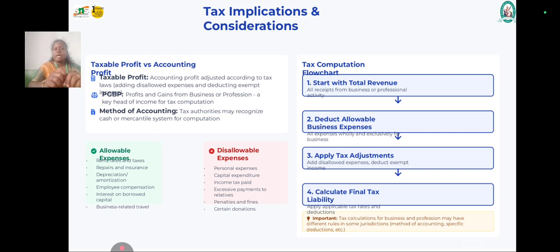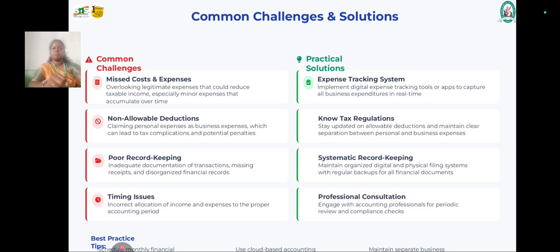Next is the tax computation flow chart. Start with total revenue. Next, deduct the allowable business expenses alone. Next, apply the tax adjustments. Then finally calculate the tax liability. So this is the flow chart for the tax computation. Next, these are the common challenges and solutions faced in the computation of taxes.